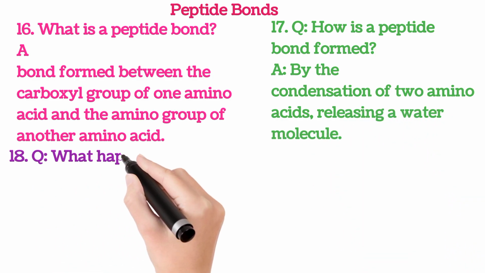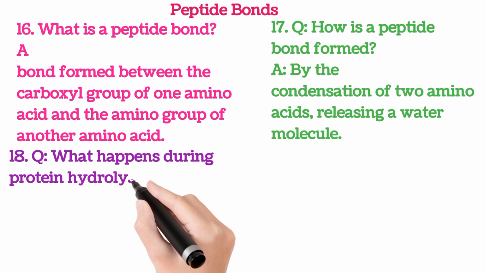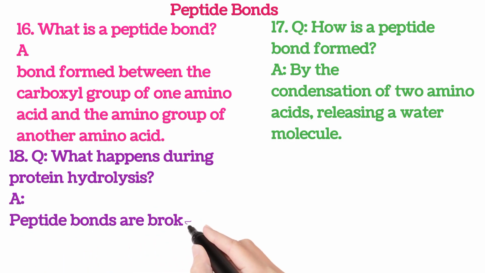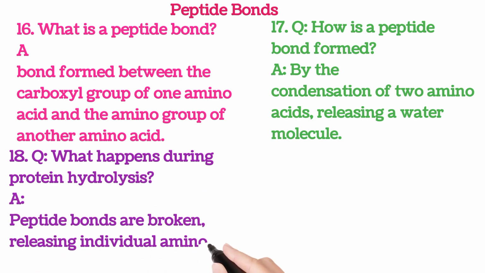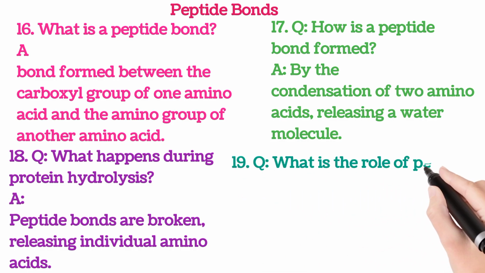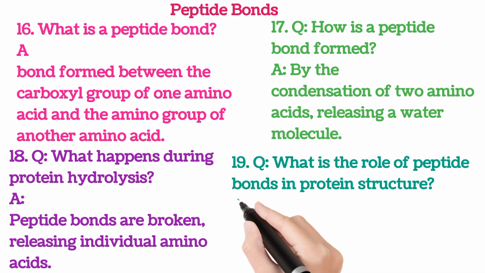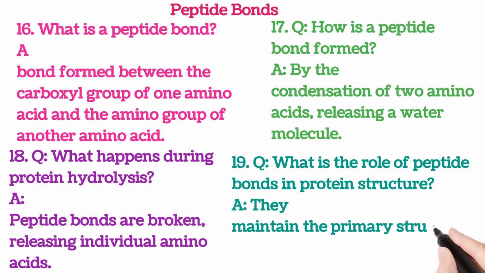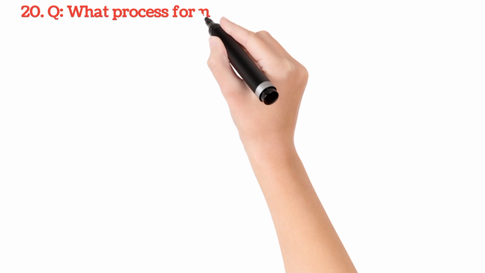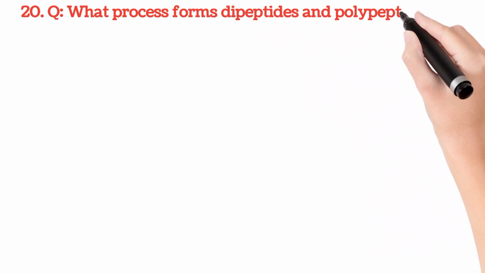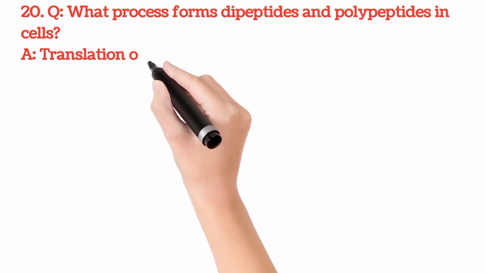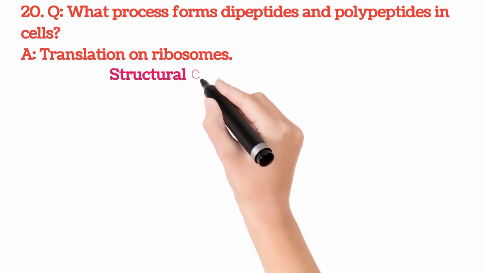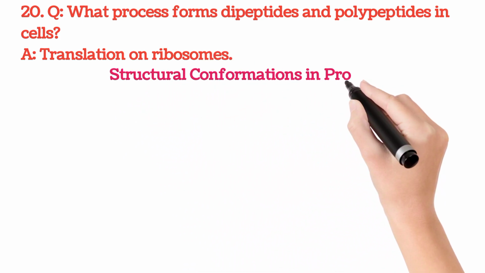18. What happens during protein hydrolysis? Peptide bonds are broken, releasing individual amino acids. 19. What is the role of peptide bonds in protein structure? They maintain the primary structure of proteins. 20. What process forms dipeptides and polypeptides in cells? Translation on ribosomes.